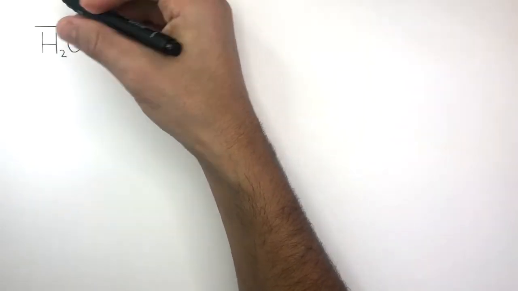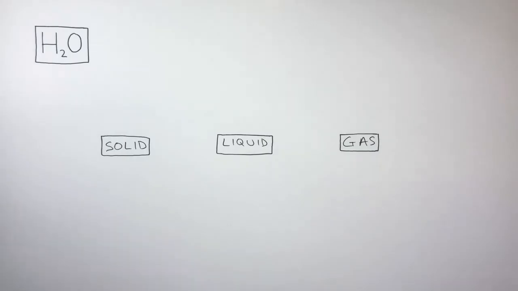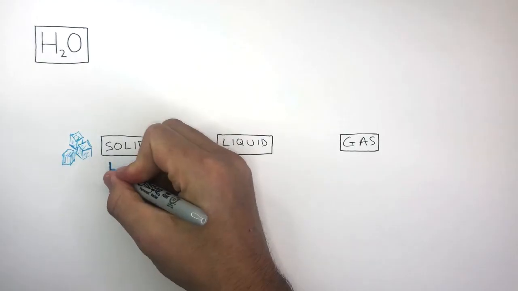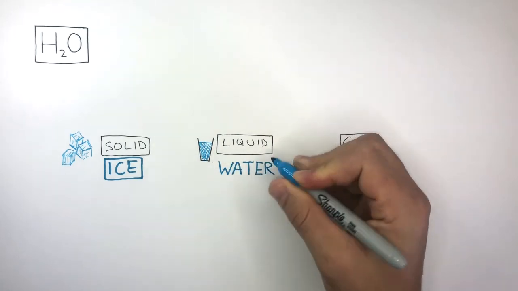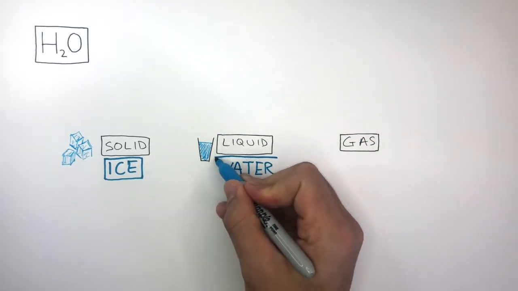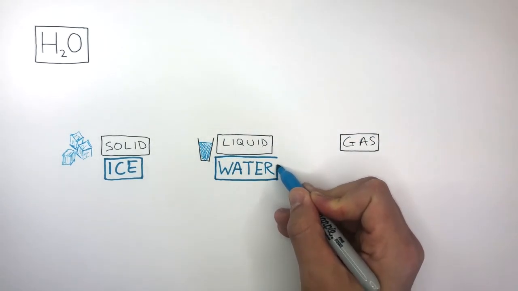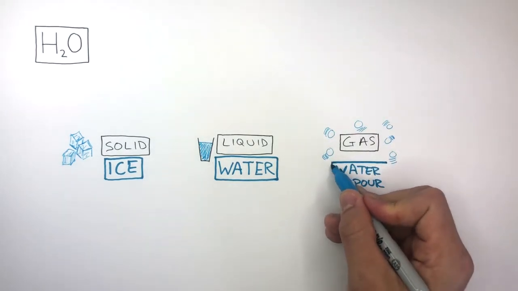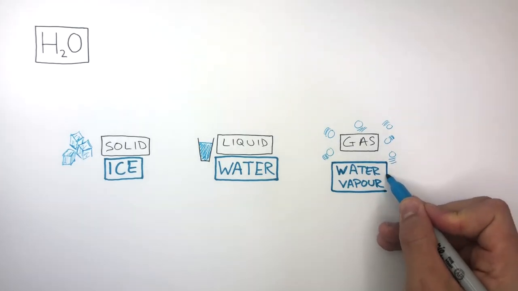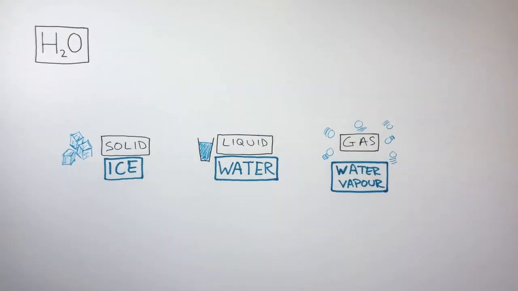We're now going to use the keywords to understand how H2O, also known as water, can be a solid, liquid, or gas. Ice is the solid form of H2O. Water is the term commonly used to describe liquid H2O. And water vapor is the term commonly used to describe H2O when it is a gas. Remember, it's physical changes that cause H2O to be ice, water, or water vapor.